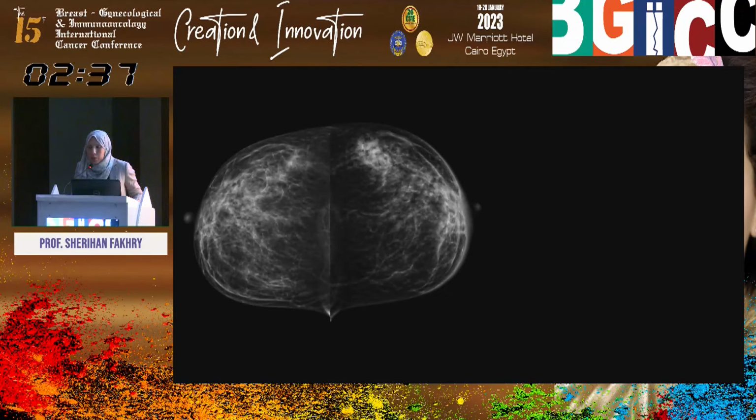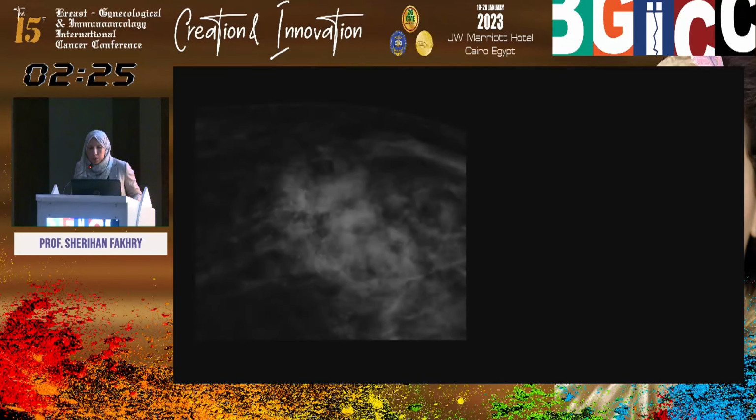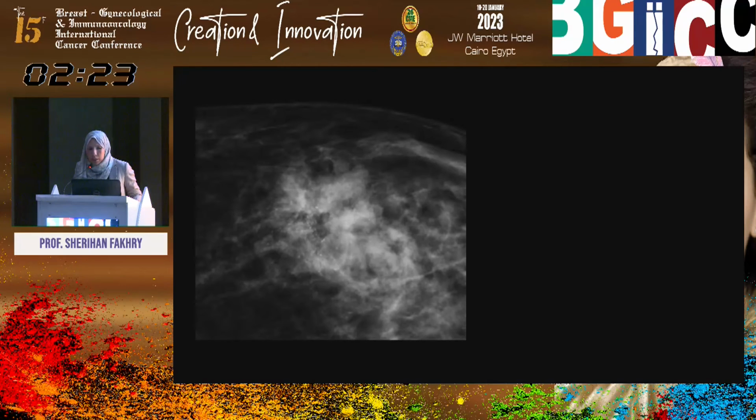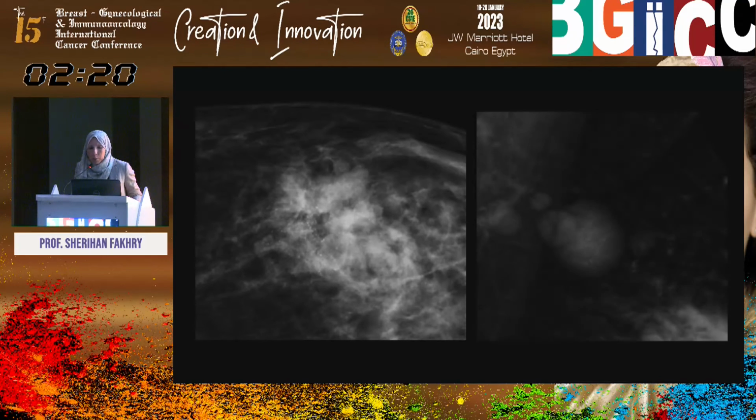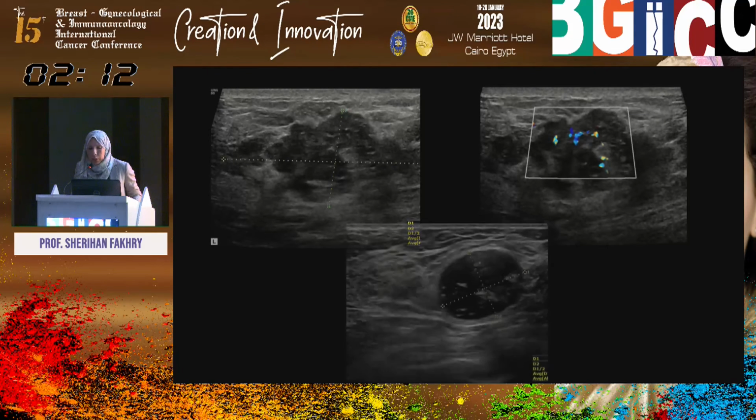As in this case, the mammography showed a large irregular spiculated mass associated with diffuse skin thickening and axillary lymph node, pathological axillary lymph node. On zooming, we can see the suspicious microcalcification within the mass and within the lymph nodes. And that was confirmed by ultrasound, the mass and the increased vascularity and the axillary lymphadenopathy.